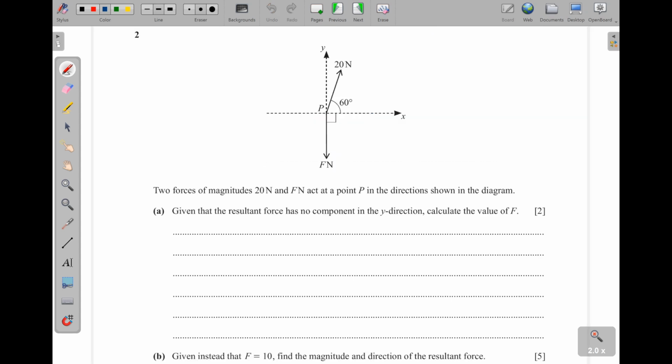Question 2. Two forces of magnitudes 20 and F act at a point P in the directions shown in the diagram. Given that the resultant force has no component in the y direction, calculate the value of F. This means that the resultant in the y direction is 0.